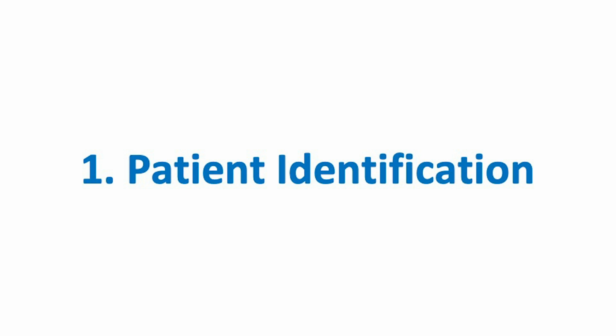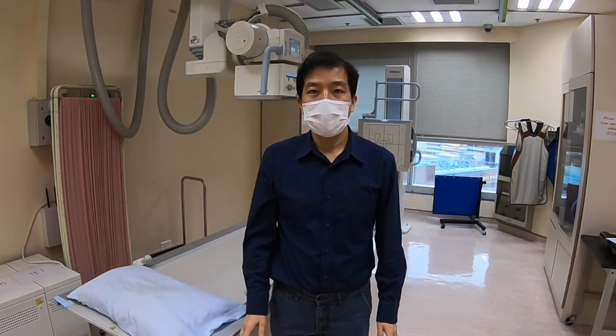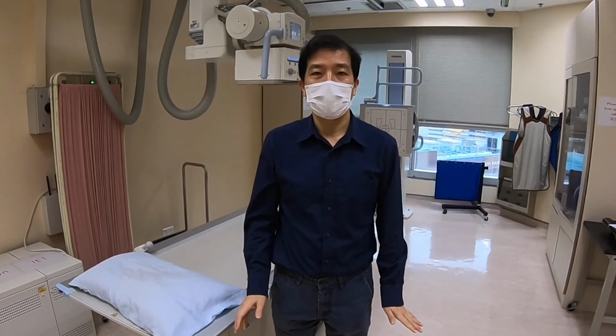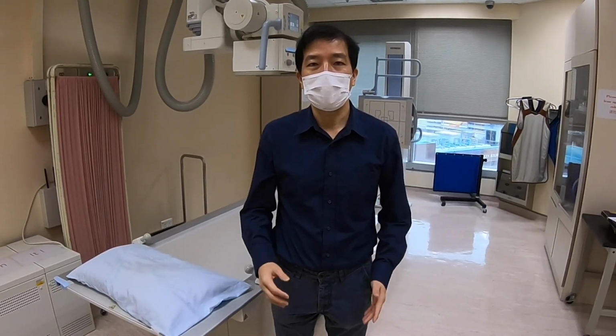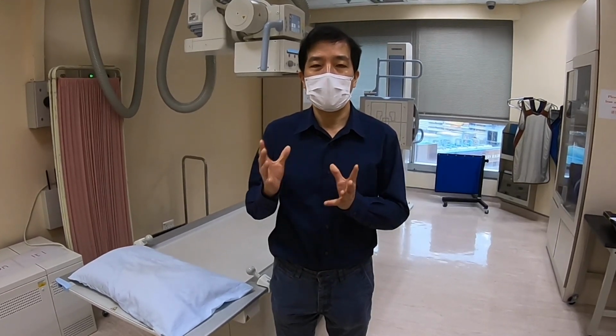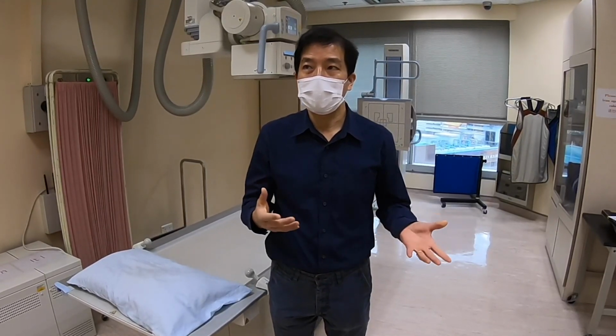Patient identification. Patient identification is of paramount importance. The first thing that we need to do at the positioning is to identify the patient, to make sure that the patient coming in is the correct patient. Usually in the hospital, there will be a microphone announcing a patient, asking the patient to go in a certain room. Now, I'll use this example.